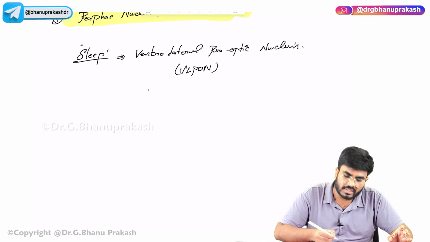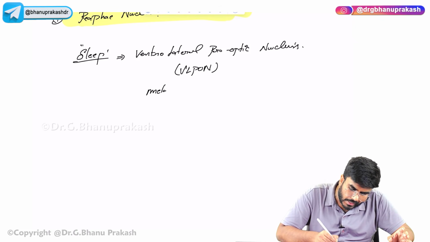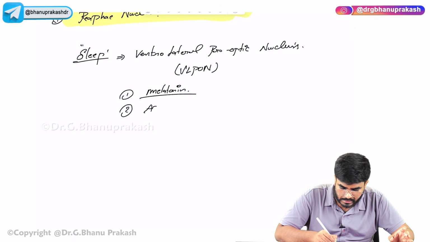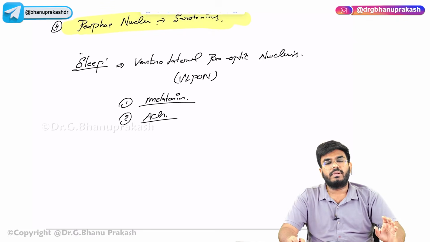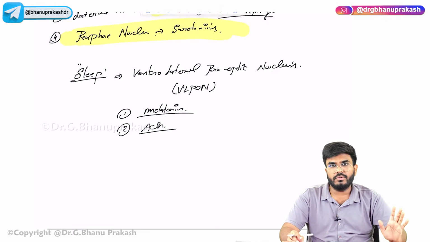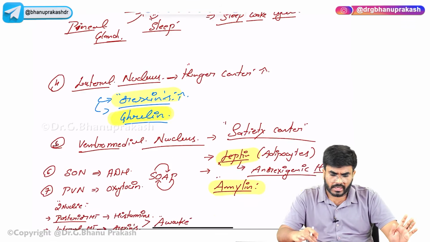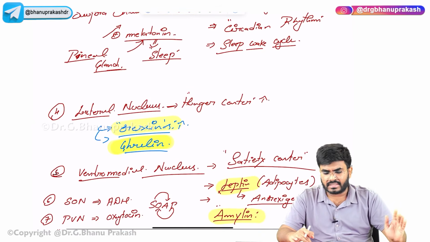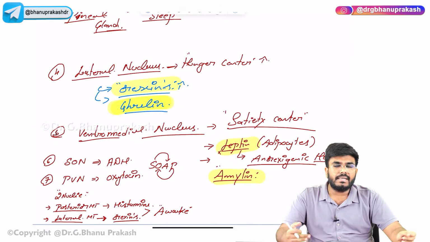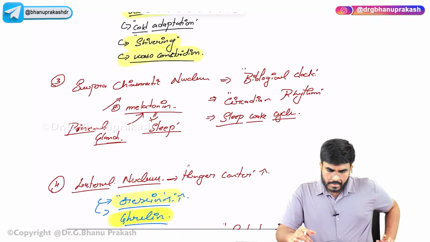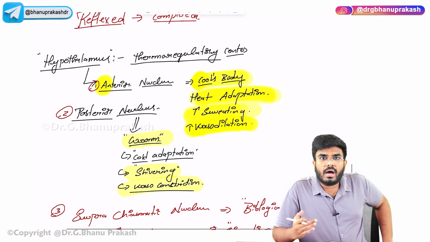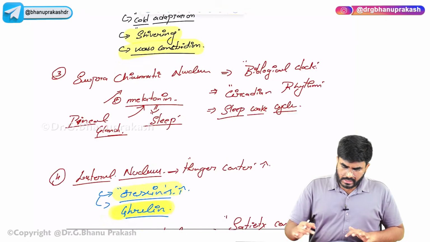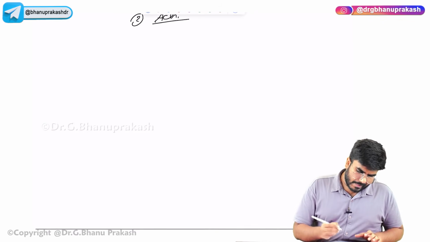So what are the sleeping neurotransmitters? I have already told you: melatonin and acetylcholine. They are responsible to induce sleep. So for the hypothalamus, you know some important things: circadian rhythm, biological clock, sleep-wake cycles, hunger center, satiety center, cold adaptation, warm adaptation.